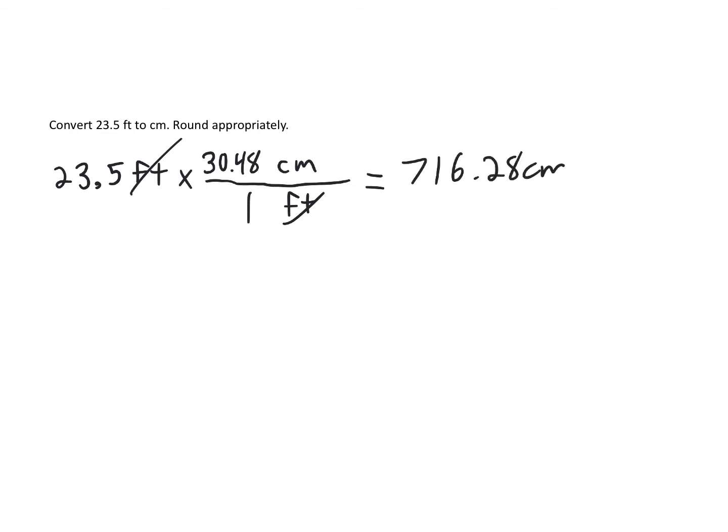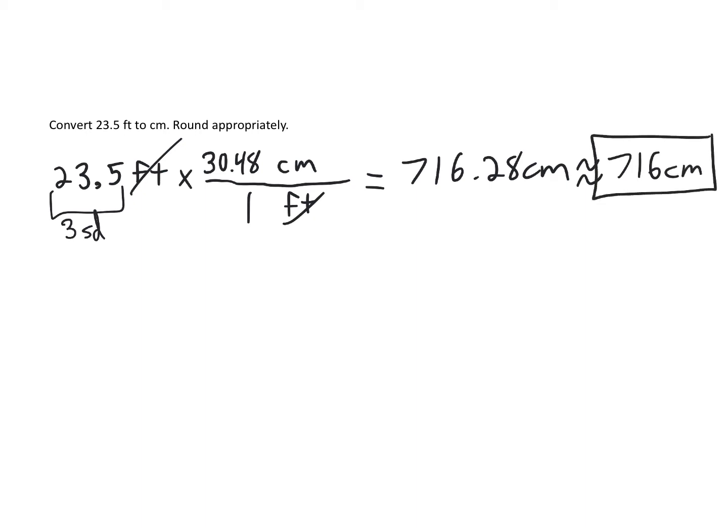716.28 centimeters. Now, the 23.5 only had 3 significant digits. So we have to round our final answer to 3 significant digits as well. So the actual final answer is 716 centimeters. Now, there are multiple ways you could have done this. This was just a quick one.